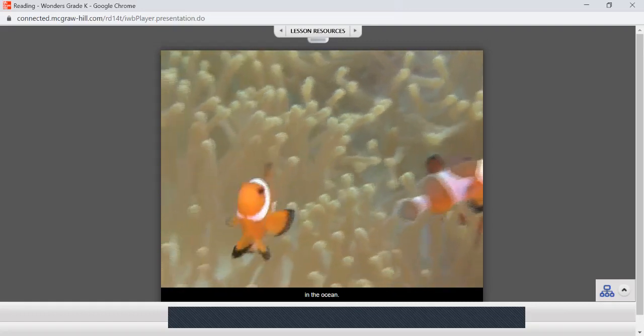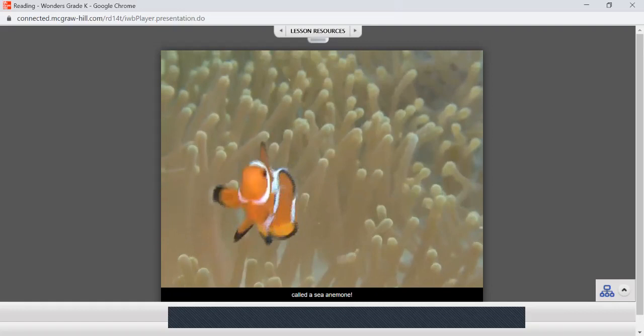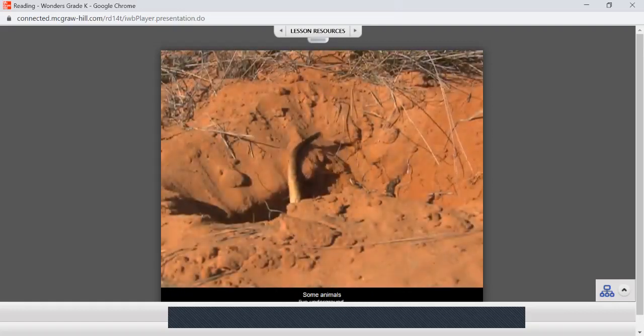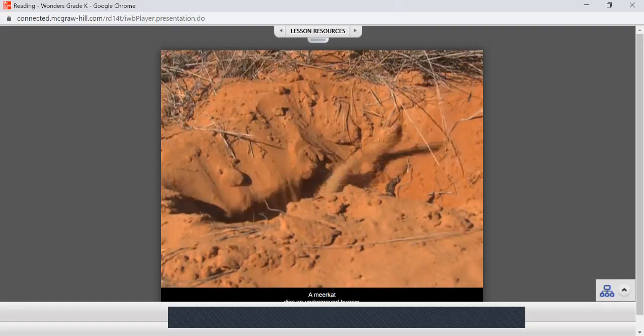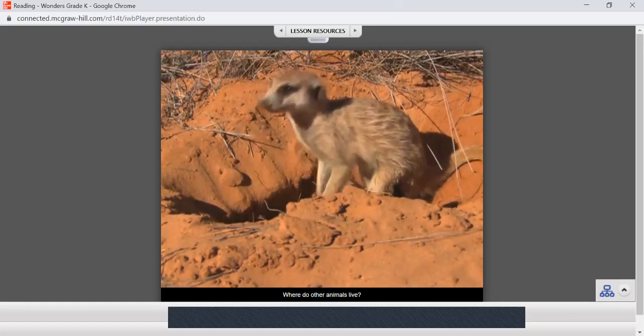Clownfish have a special habitat in the ocean. Their home is in an animal called a sea anemone. Some animals live underground. A meerkat digs an underground burrow.